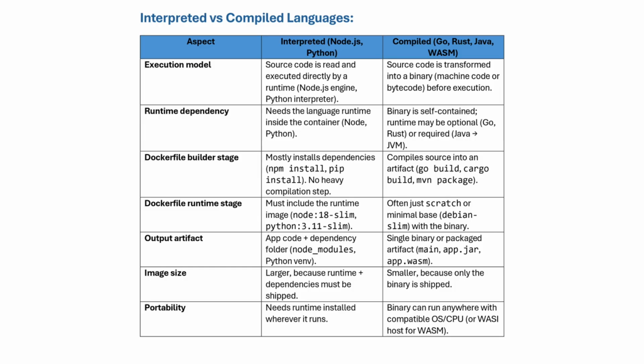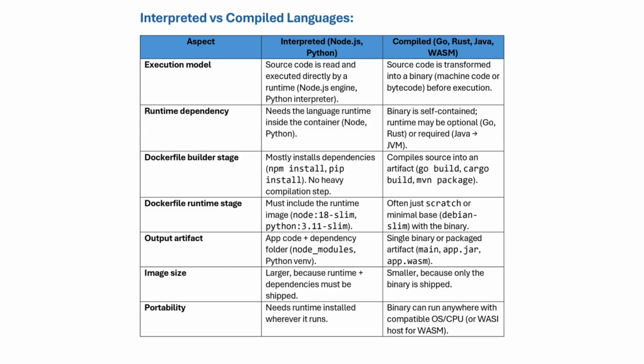Docker image output artifact. For interpreted languages, it is app code plus a dependency folder, that is node_modules or a Python env. In compiled languages, it is a single binary or package artifact, like main, app.jar, app.wasm. This is what I've explained before. Interpreted languages have certain folders, node_modules for Node that has dependencies, and a Python env that has Python environments. We have those in Python and Node because they are interpreted languages, and the interpreter can understand those folders without compilation, as it understands the language of your code, because the runtime must match your application's language.